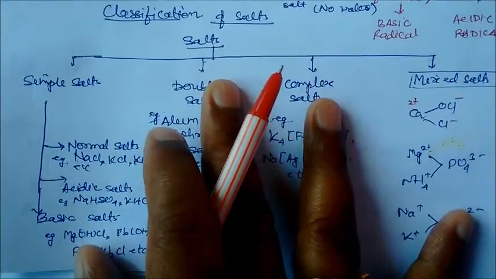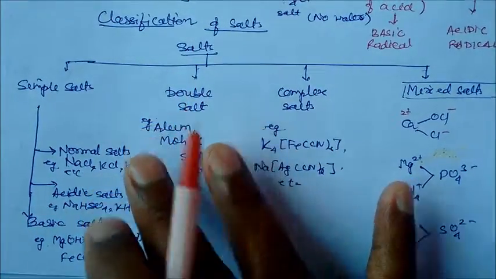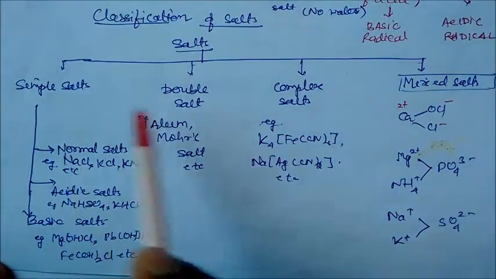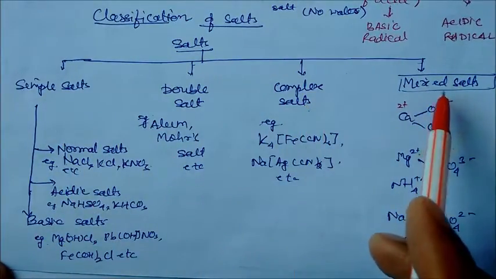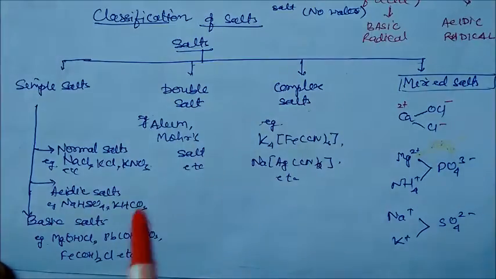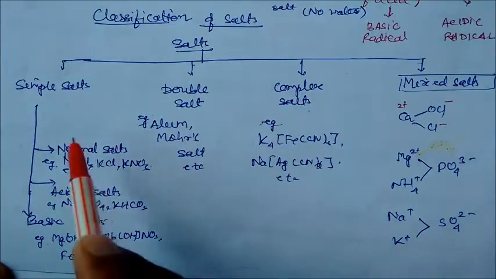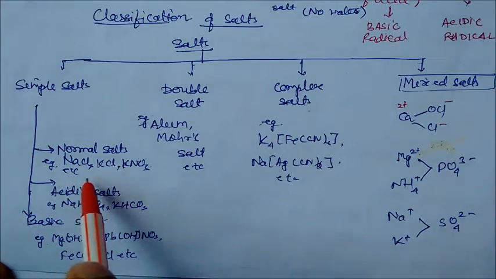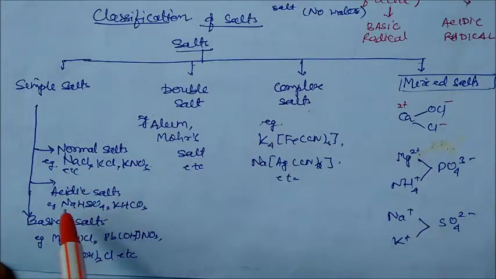Classification of salts. Let us see the classification of salts. Normally we classify them into 4 types: simple salt, double salt, complex salt, and mixed salt. What is simple salt? Simple salt is again of 3 types: normal salt, acidic salt, and basic salt. Examples are NaCl, KCl, KNO3. Acidic salts: sodium bisulfate and potassium bicarbonate. Basic salts: magnesium hydroxychloride, lead hydroxynitrate, Fe(OH)2Cl.